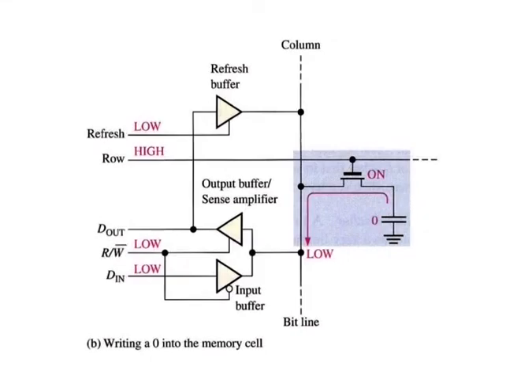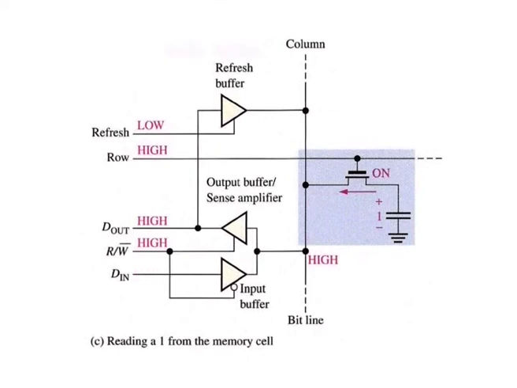When a 0 is to be stored, a low is applied to the D in line. If the capacitor is storing a 0, it remains uncharged, or if it is storing a 1, it discharges as indicated in the figure. When the row line is taken back low, the transistor turns off and disconnects the capacitor from the bit line, thus trapping the charge, 1 or 0, on the capacitor.